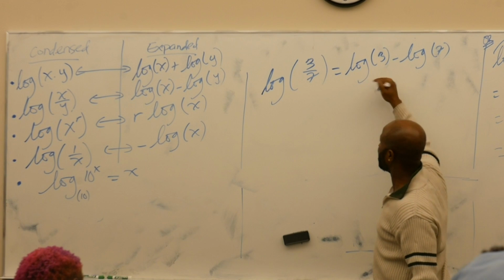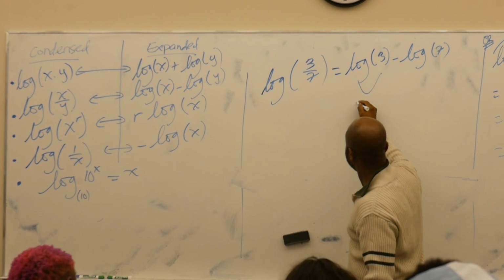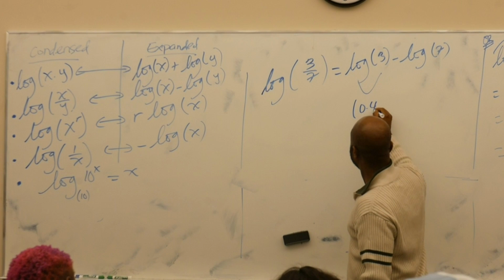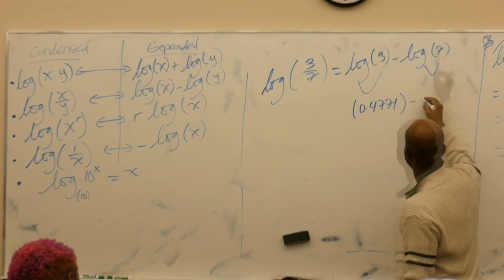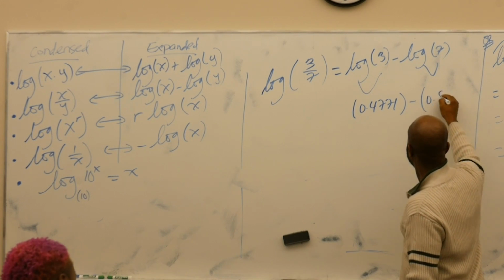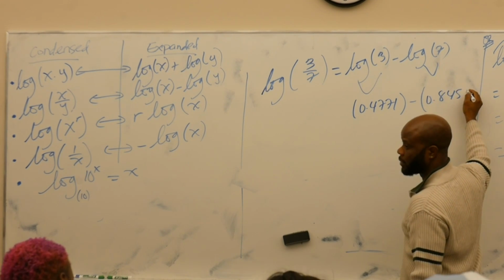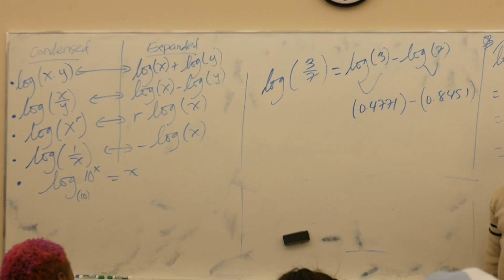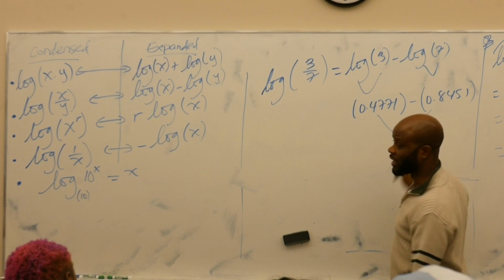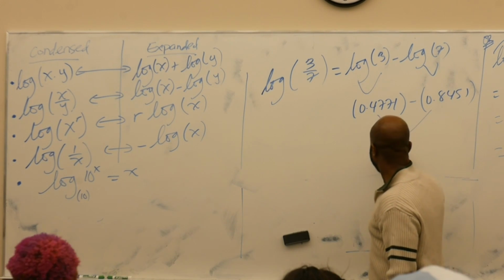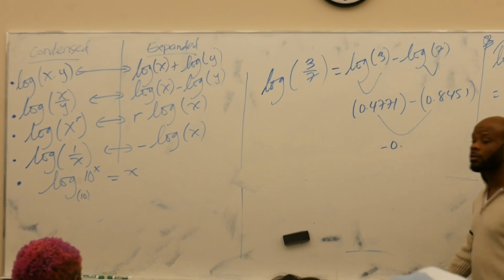Do we have a value for the log of 3? What is it? 0.4771 minus the log of 7, 0.8451. See that? Now we just subtract them, whatever the answer is. I'm going to give you part of the answer. It starts with a negative and a 0 point. What's the rest of it?